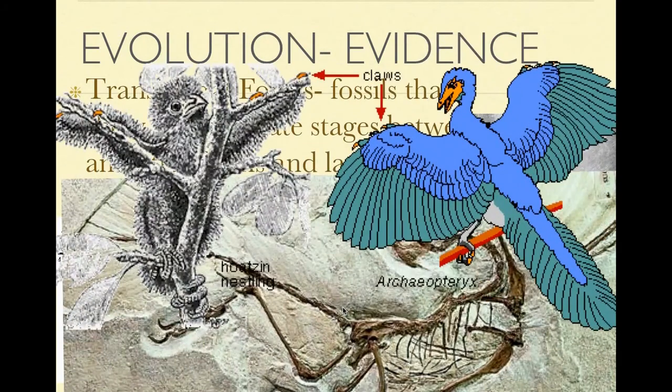Okay. Here is a bird called a hoatzin on the left here that looks very similar. It's got claws on the front.